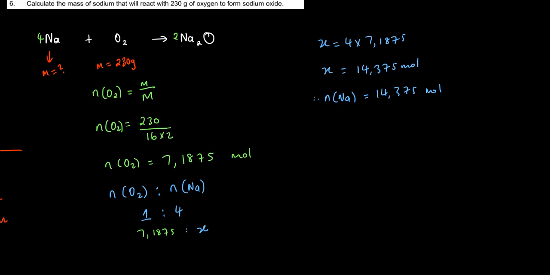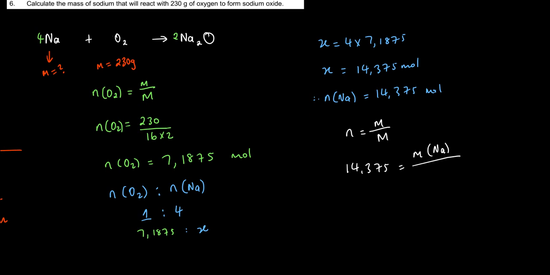Now that we have number of moles and then we are looking for mass, the formula that is n and m is which one? I believe, guys, remember that it's this one. That's the formula we shall use there. So what is the number of moles for that sodium? It's 14,375. What is the mass? You do not know the mass of that sodium. We don't have. It's the one we're looking for.